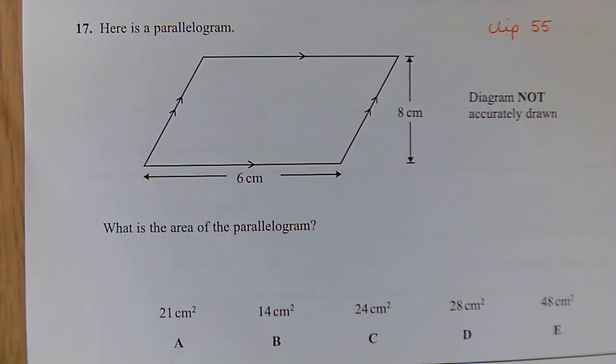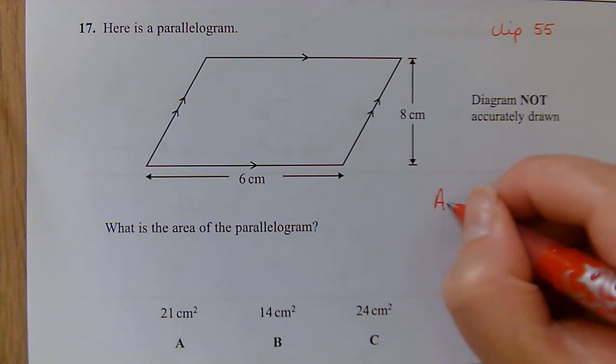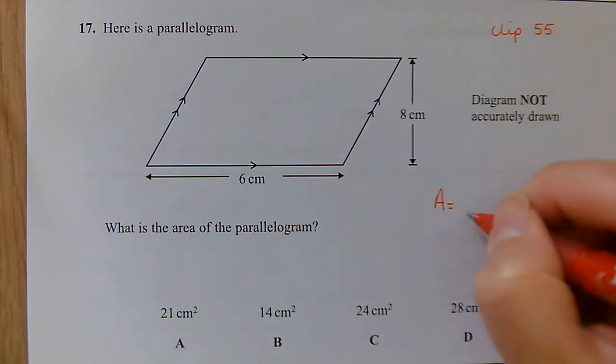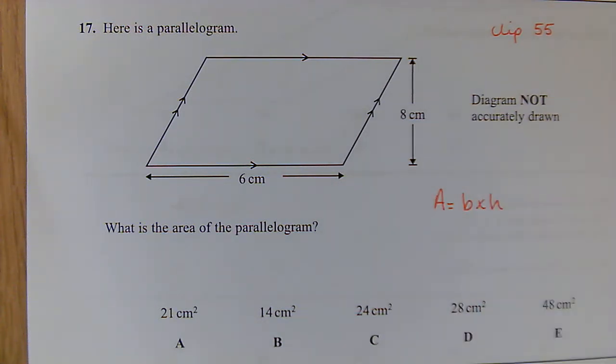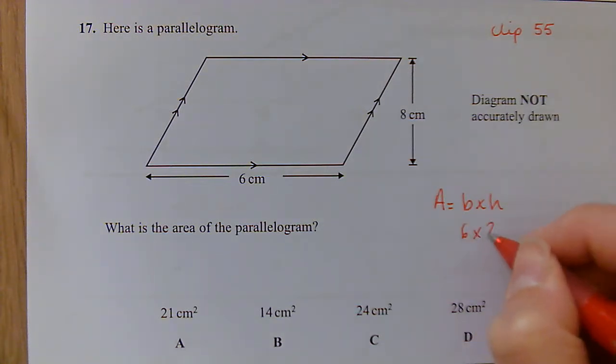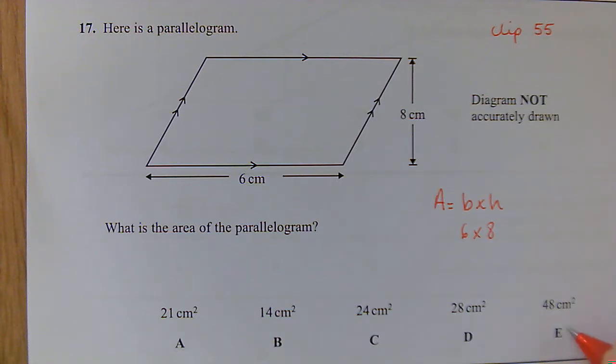Looking at an area of a parallelogram now. The area of a parallelogram is just the same as a rectangle. We're just doing our base times height, our length times width. So here we're doing 6 multiplied by 8 to give us 48 centimetres squared.